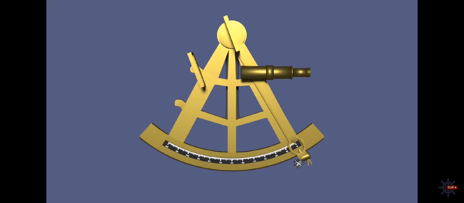The index mirror is attached rigidly to the arm so that it moves as the arm rotates on the scale that we look at, relating to the angle that you see on the index. The horizon mirror is attached rigidly to the frame. The telescope lines up with the horizon mirror so that you can see down the sight and see straight through it.